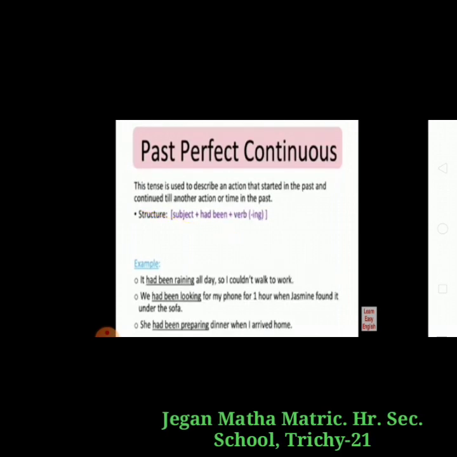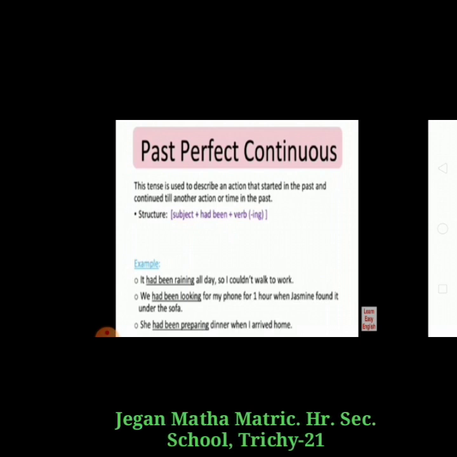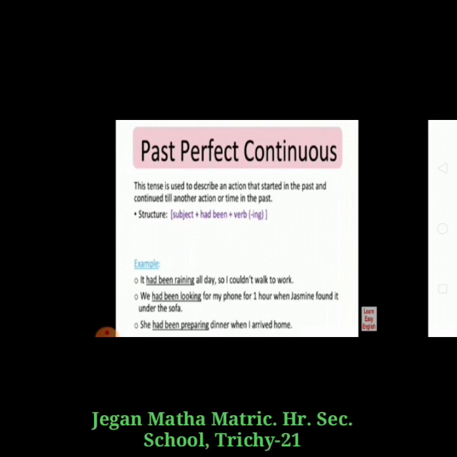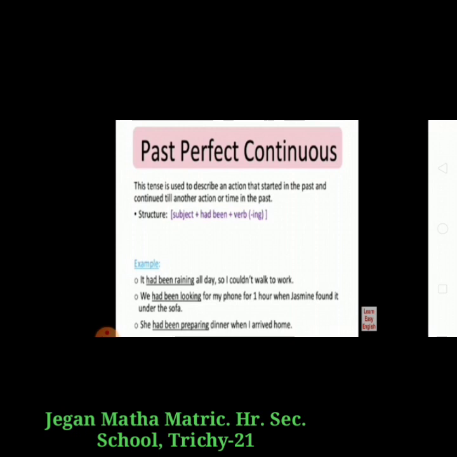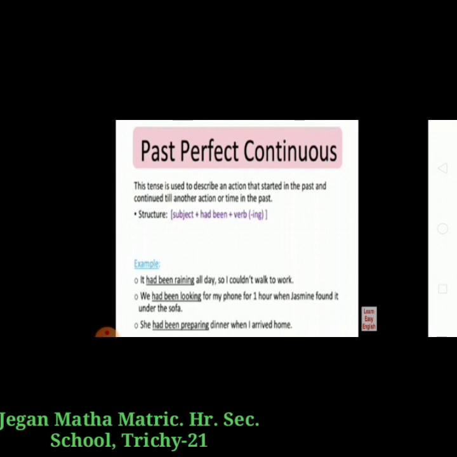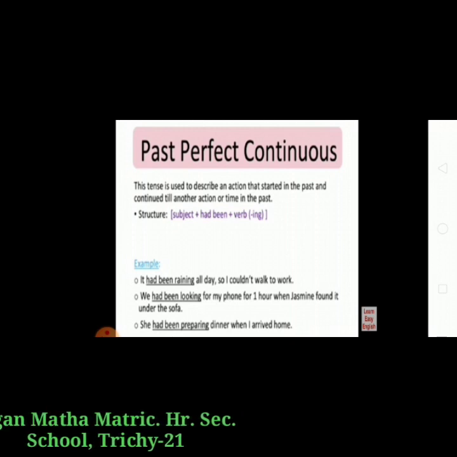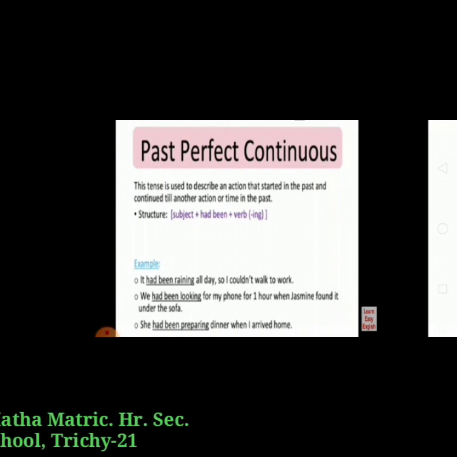Next, past perfect continuous. This tense is used to describe an action that started in the past and continued till another action or time in the past. That is, to describe an action in the past that had begun and had been going on for some time before another action took place in the past. For example, Ram and Ravi had been arguing with each other when their mom arrived.